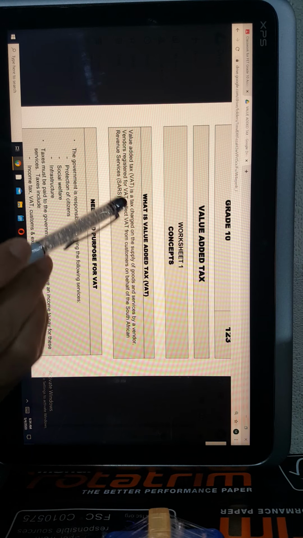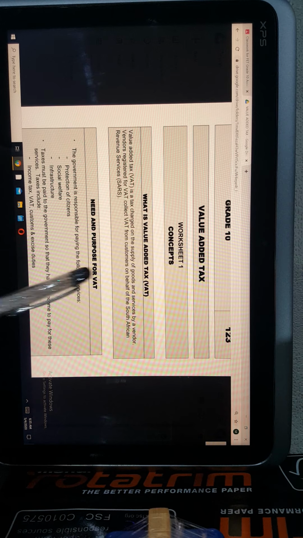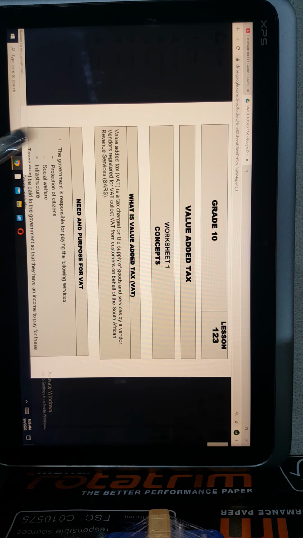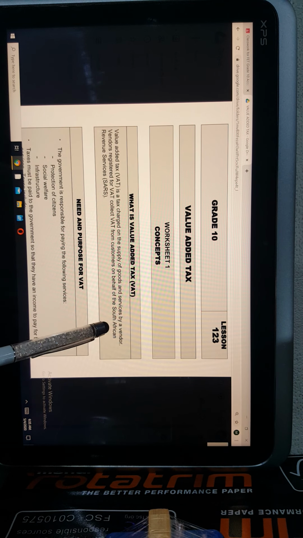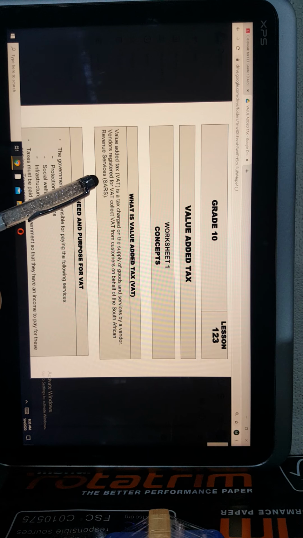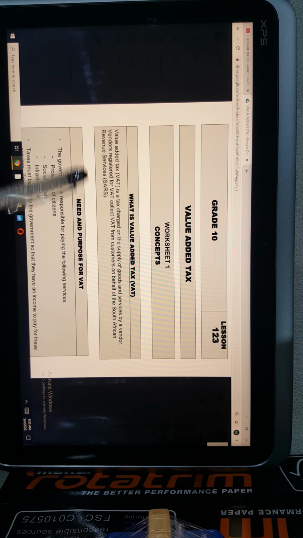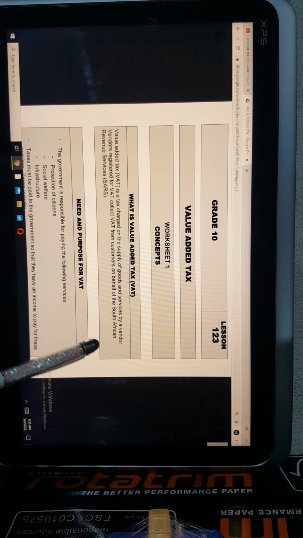Okay. What is value added tax, which is VAT? For grade 10 level, we need to know a bit of basics about VAT, right? So value added tax, abbreviated as VAT, is a tax charge on the supply of goods and services by a vendor, and vendors are registered for VAT, collect VAT from customers on behalf of South African Revenue Service, SARS, which means a vendor means people who sell goods, right?